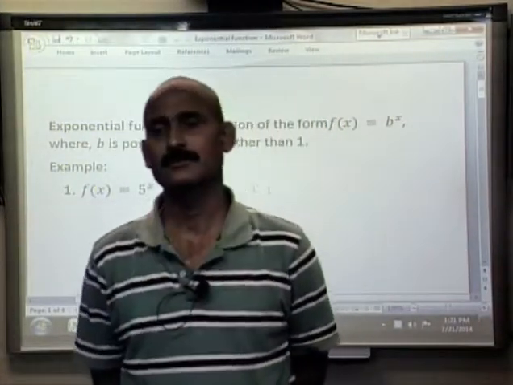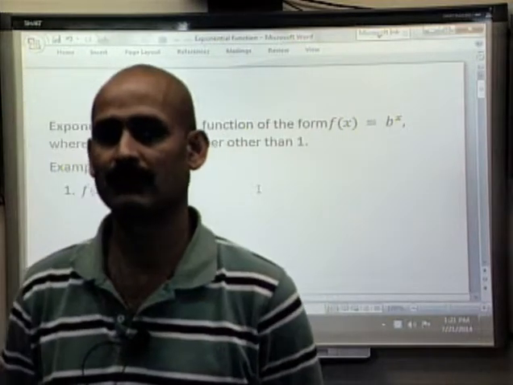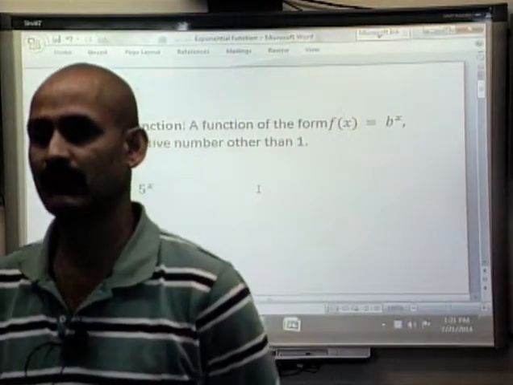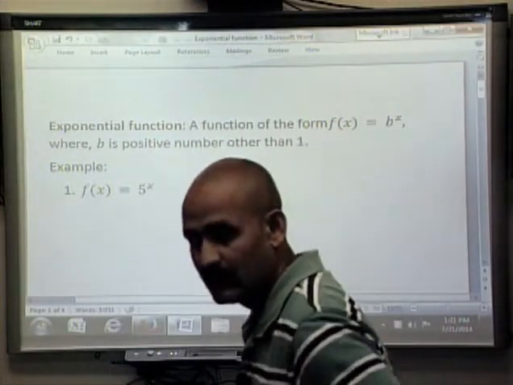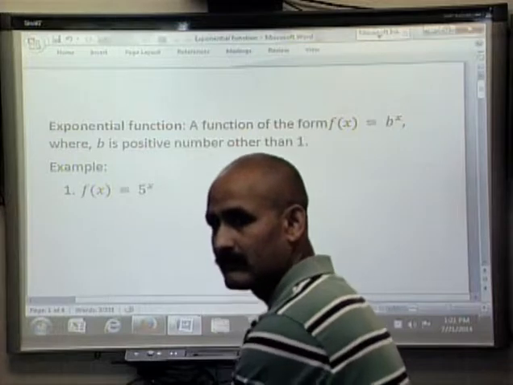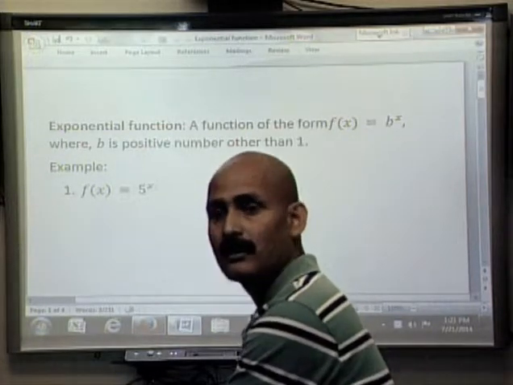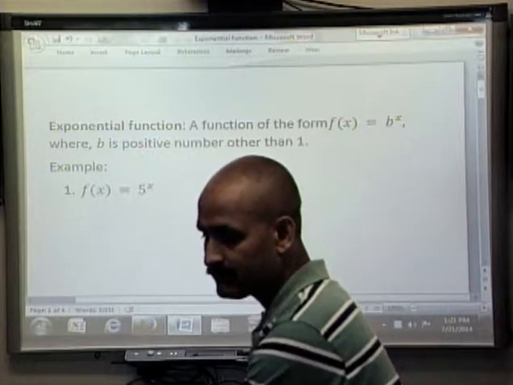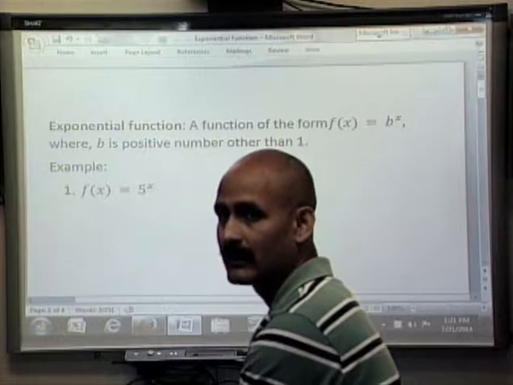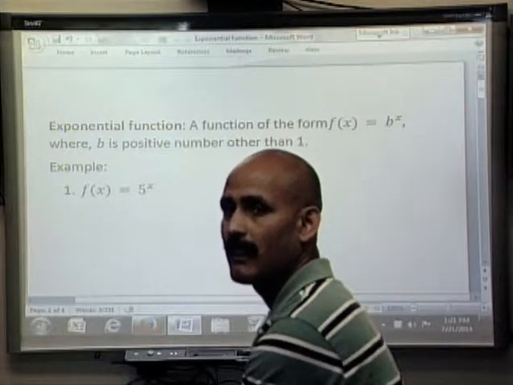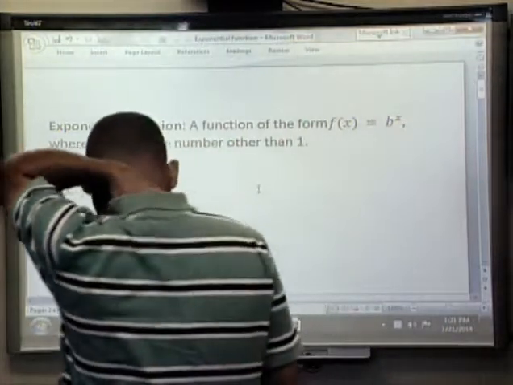So far, we discussed linear functions, quadratic functions, polynomial functions, and also rational functions. Today, we will discuss another kind of function called the exponential function.